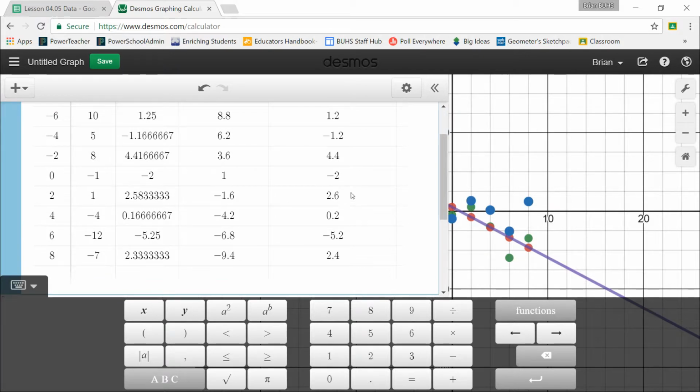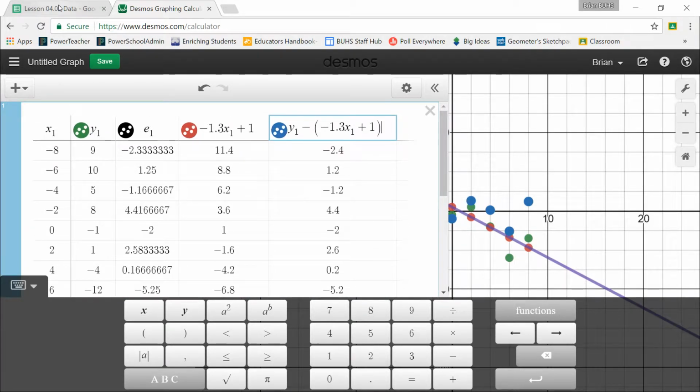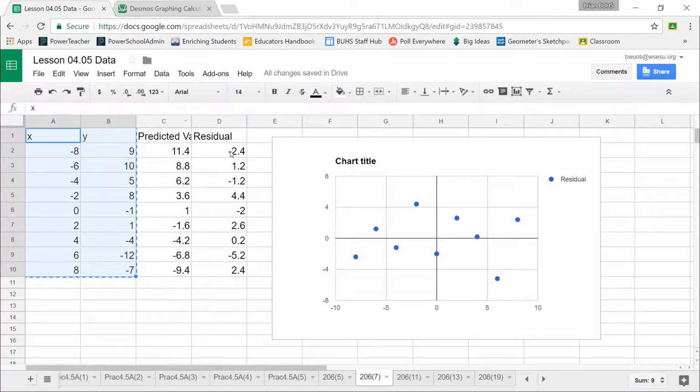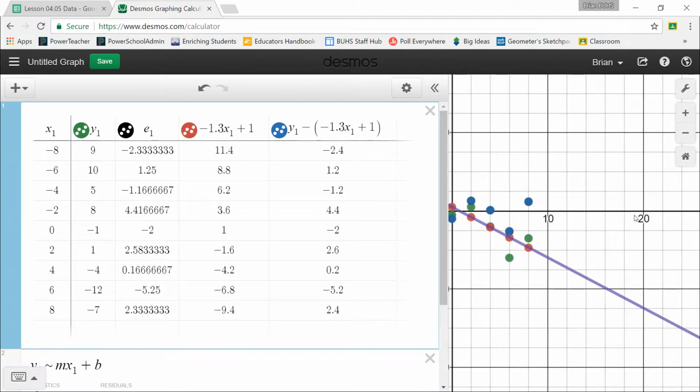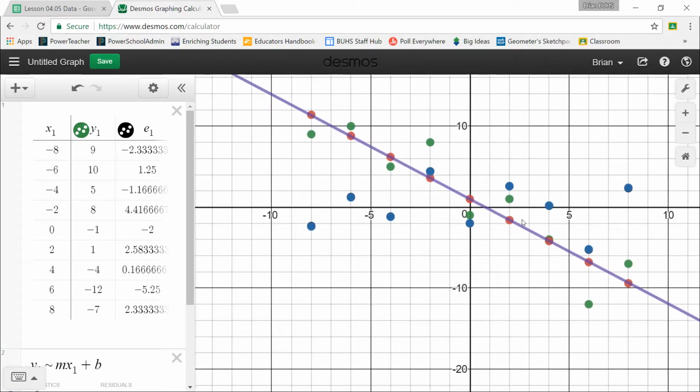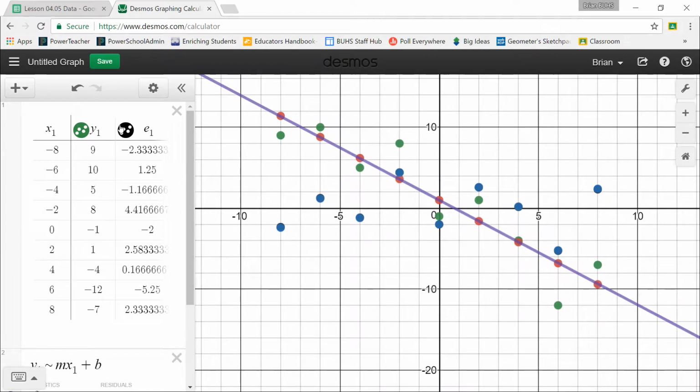Notice those numbers should look familiar to us. Negative 2.4, 1.2, negative 1.2. Those are the same ones that I have here. And these residuals, what color are they? Blue? Yeah. The blue ones are the residuals based on their model. Let's hide these ones. They're so close, you can't even tell. They're off by very, very little.